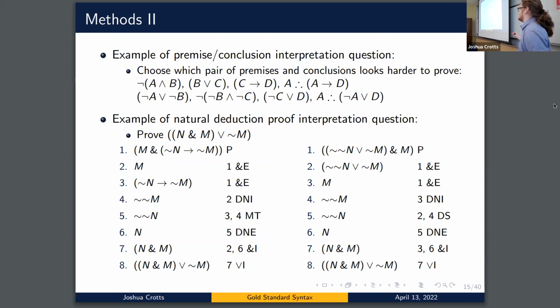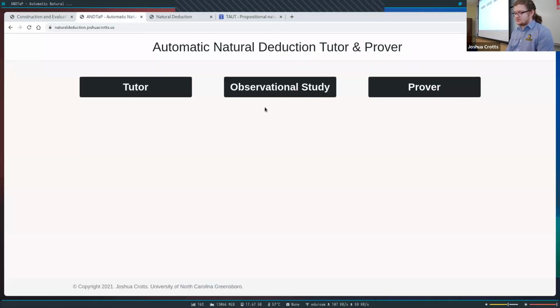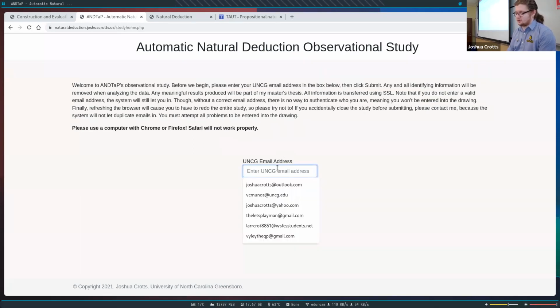It's just to see what they think personally. And the same goes for the natural deduction interpretation. They'd be given two proofs, rather, where they prove the same conclusion, but they may be given slightly different premises. Ultimately they reach the same conclusion, but there could be different rules applied. As we can see on the left here, there's a modus tollens rule, and on the right, there's a disjunctive syllogism. But they both reach the same conclusion, and they just have to say which one looks harder to understand. All right, so now we're going to show what they had to do in ANTAP. So this is ANTAP. There are three components, so we're just going to go into the observational study portion.